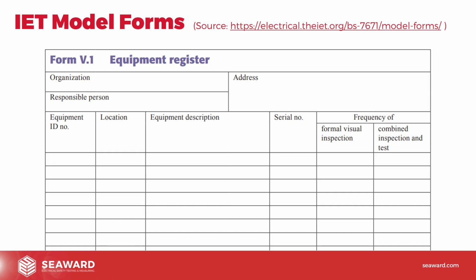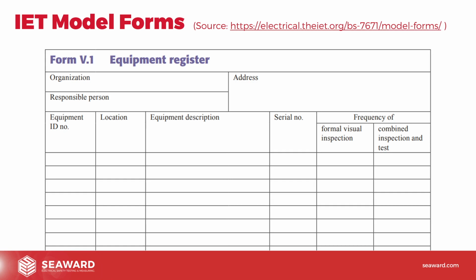Again, generally you'd fill in this document, you put the frequencies in, and then when that frequency comes up, 6 months time you do your visual, 12 months time you do combined inspection and test, and then obviously you're generating the test records. And if your frequency changes, then obviously you need to go back to this document again and just amend that and say, no, actually we've upped that now, it's now 12 months and 24 months. So again, you can make changes on there.